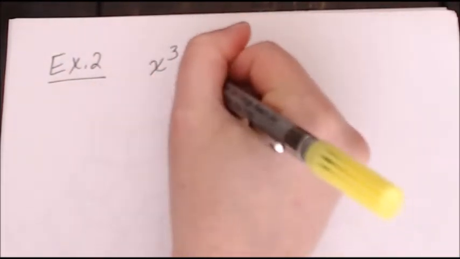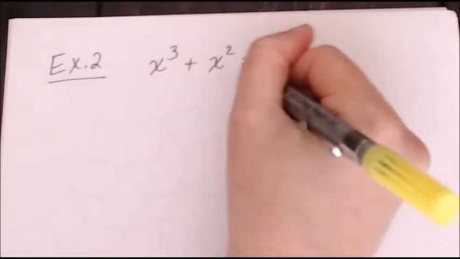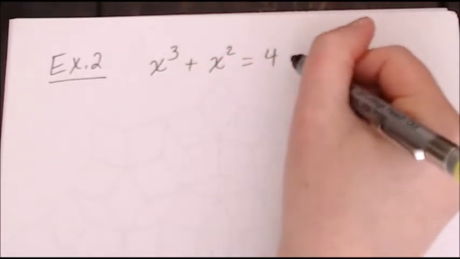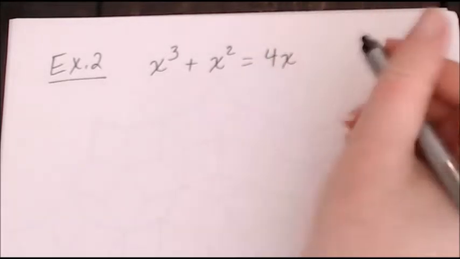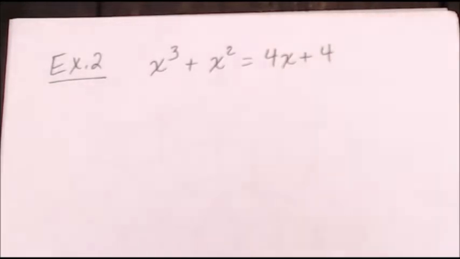Okay, let's take a look at example 2. So example 2 is another example of a polynomial equation. Polynomial, by the way, means many terms. So if you have an equation with several terms where the variable is an x or some other variable and the exponents are positive numbers, that's going to be a polynomial equation.